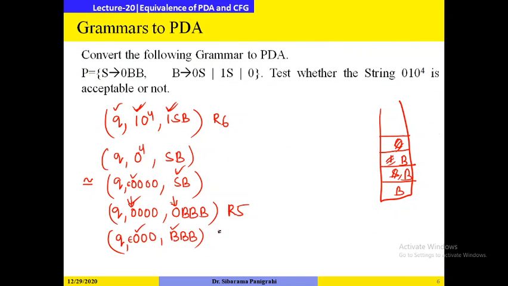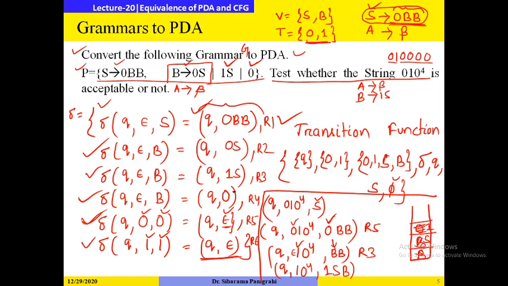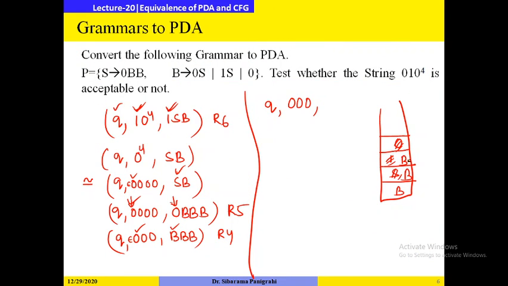So by using R4, what will we have? We will have Q 0 0 0. In place of B I will use R4. In R4, what have we done? We have replaced it with a 0. You see Q epsilon B, we are replacing it with 0. So here we replace this B with 0, and we will have 0 B.